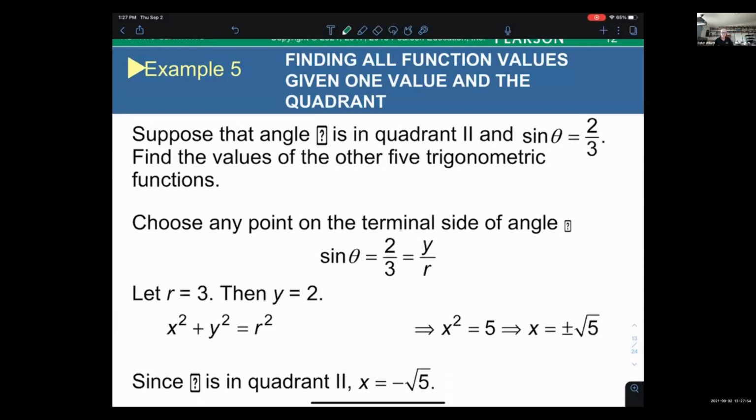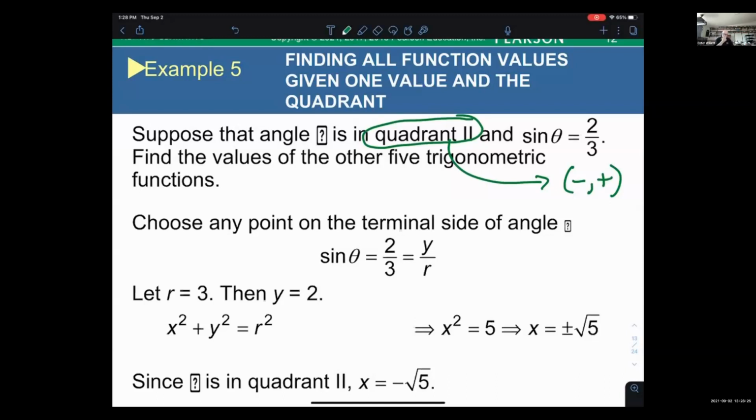All right, so we're in quadrant 2. So what does that tell us? All points in quadrant 2 have a negative x value and a positive y value. And we can see that the y value is positive because the y value is 2/3, because sine of theta is 2/3. And so we then want to say, how could we figure out the other values?